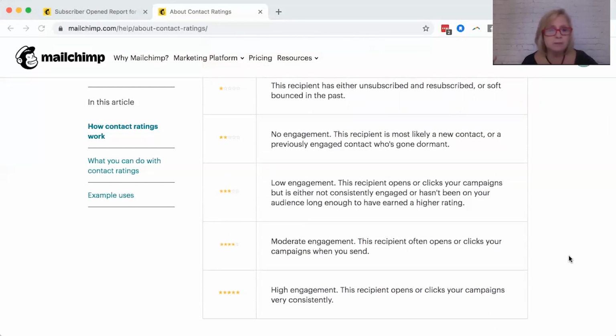So somebody with 5 stars could be a really high potential client for you. Somebody with 1 star, maybe not so much. So they're trying to help you out in figuring out who to target in the future.